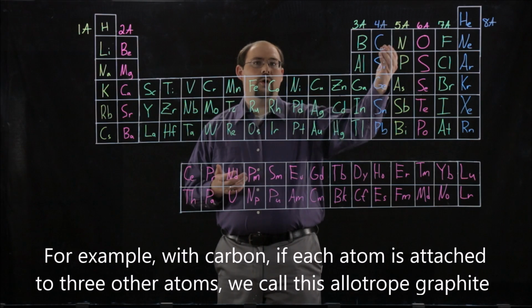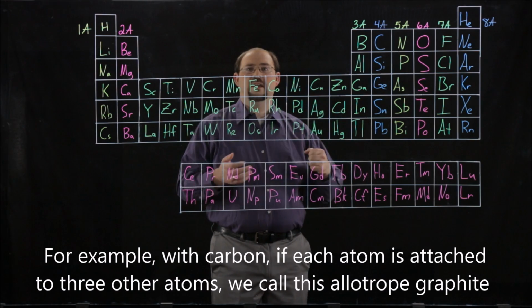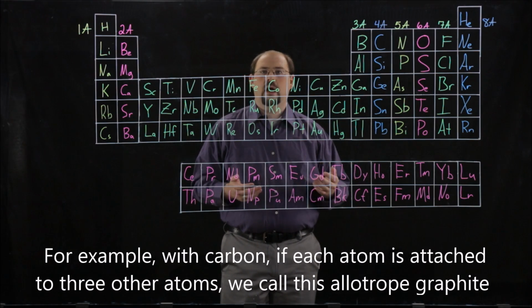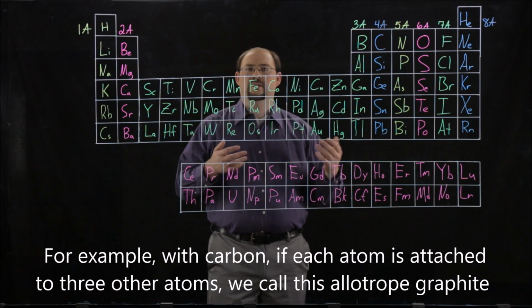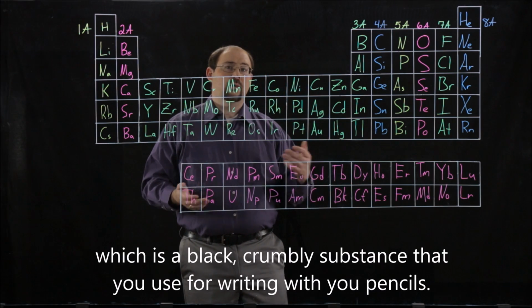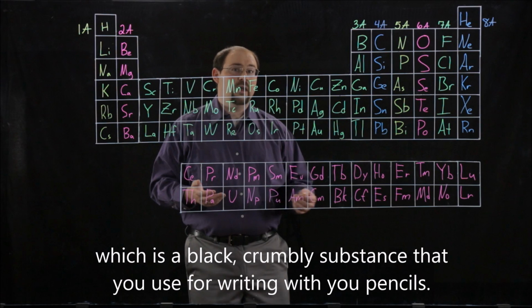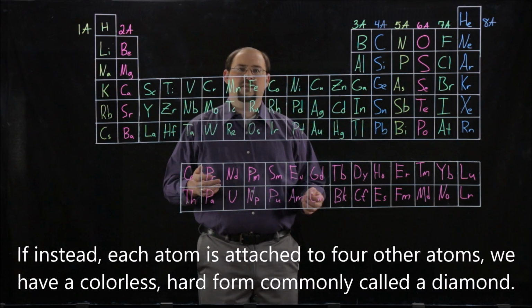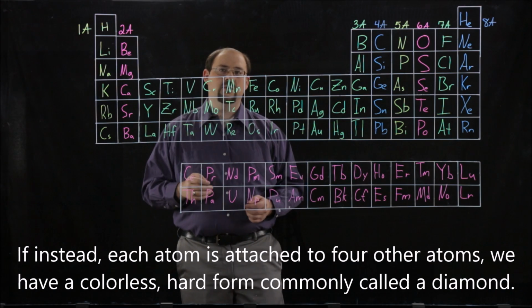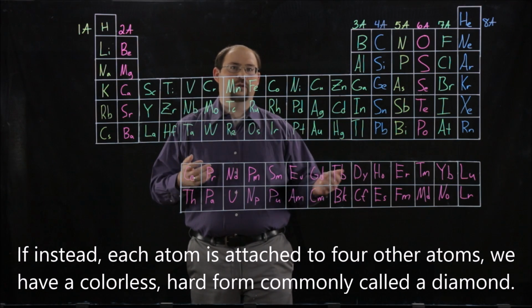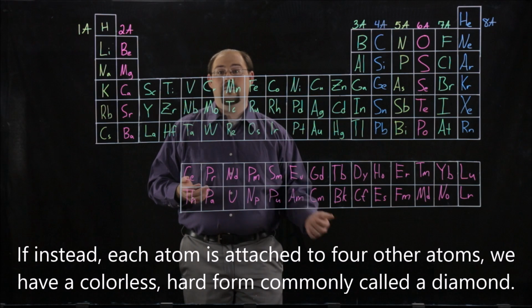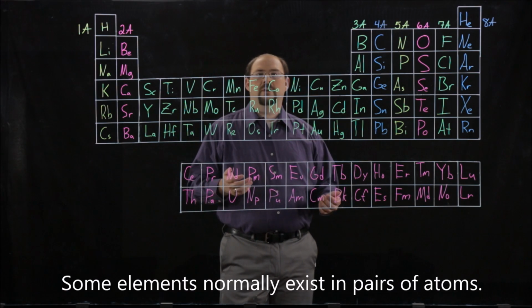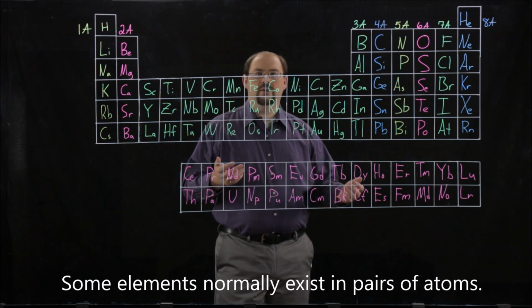For example, with carbon, we say that if each atom is attached to 3 other atoms, we call this allotrope graphite, which is a black crumbly substance, and you use it when you write with your pencil. If instead each atom is attached to 4 other atoms, we now have a hard, colorless form, commonly called a diamond.